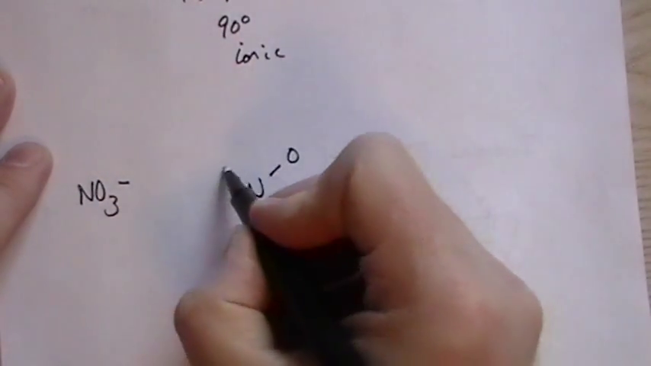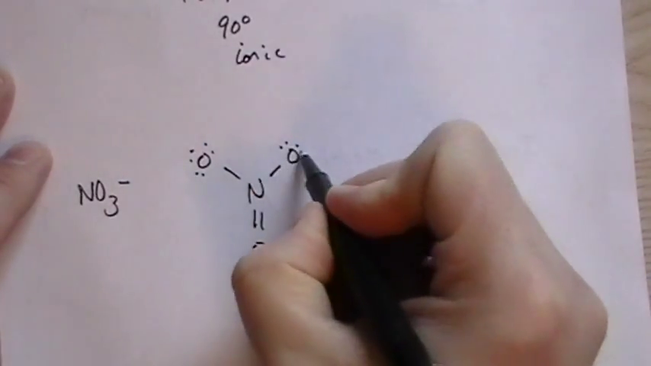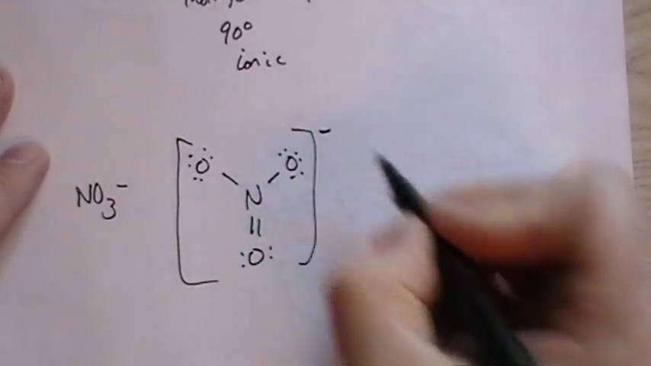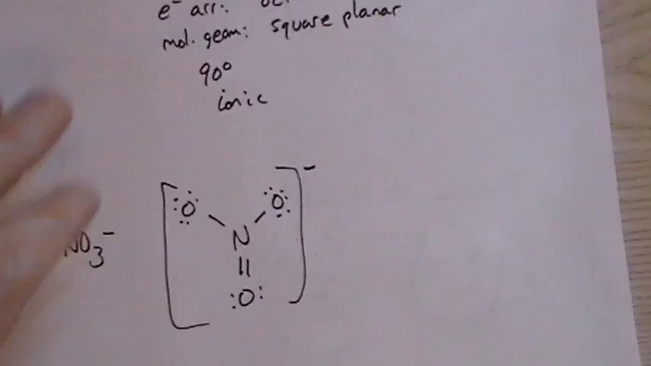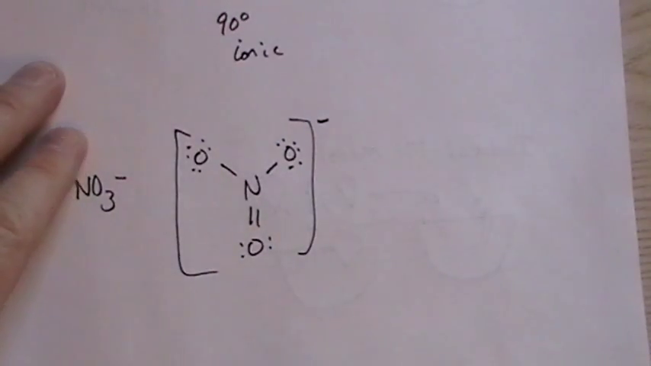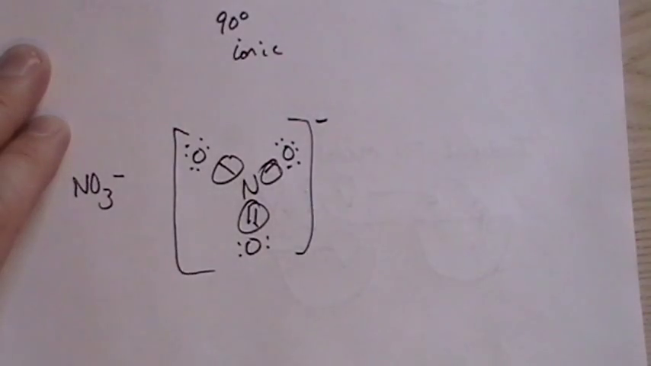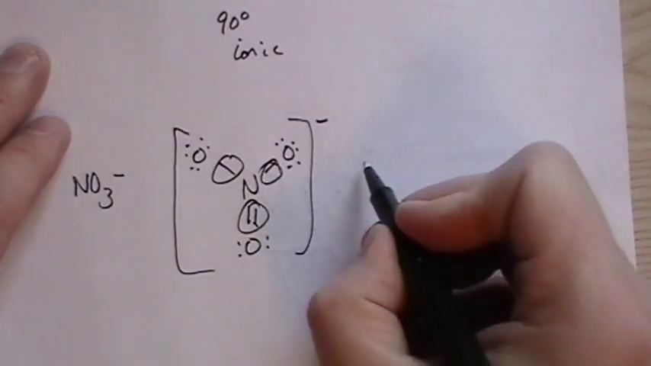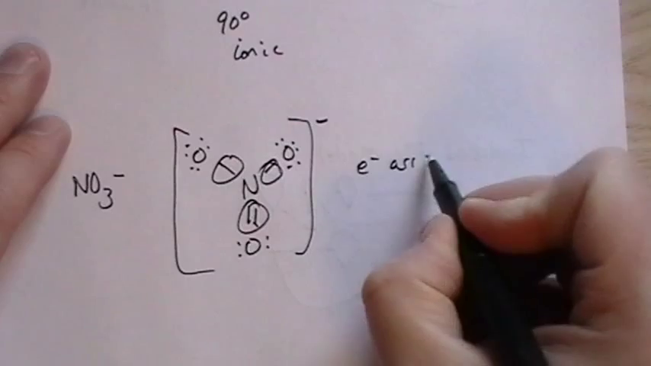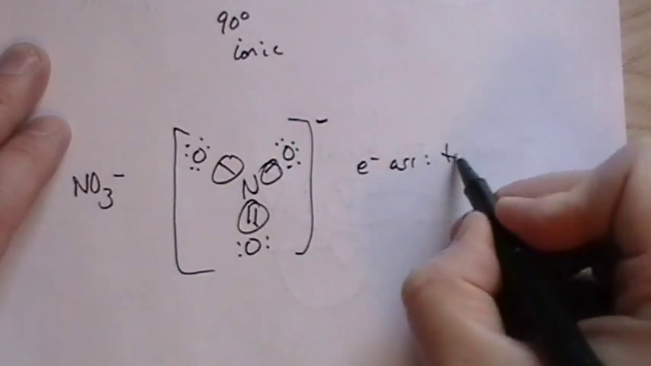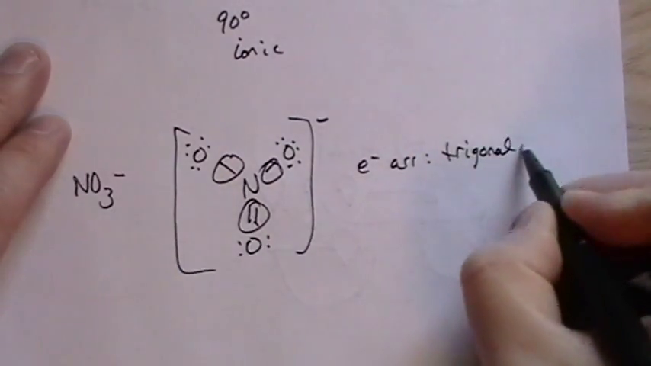Now this one is the nitrate ion. Remember that it has a resonance structure, but in this case we only have to deal with one because all of them will be the same. We have 3 groups of electrons. This one has 4 electrons, but it's still one group. So the electron arrangement would be trigonal planar.